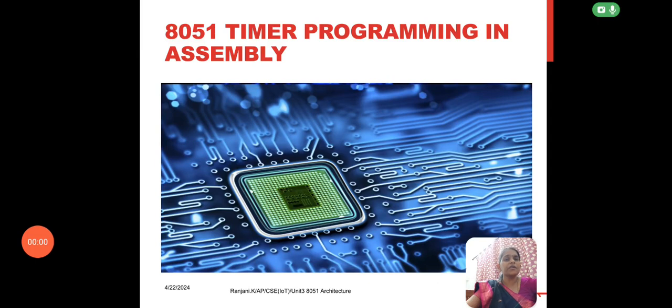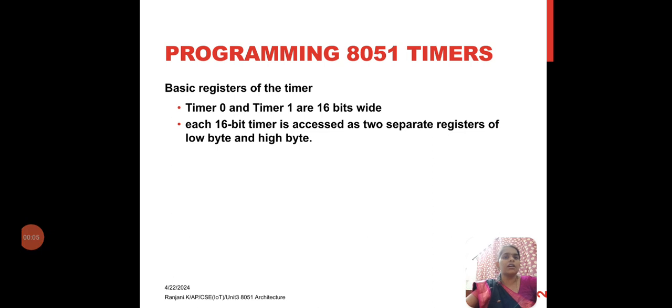Morning students, today we are going to see about 8051 timer programming in assembly. Okay, so here the basic registers of the timer are timer 0 and timer 1. They both are 16-bit wide, and each 16-bit timer is accessed as two separate registers: one is your lower byte and the second one is your higher byte.